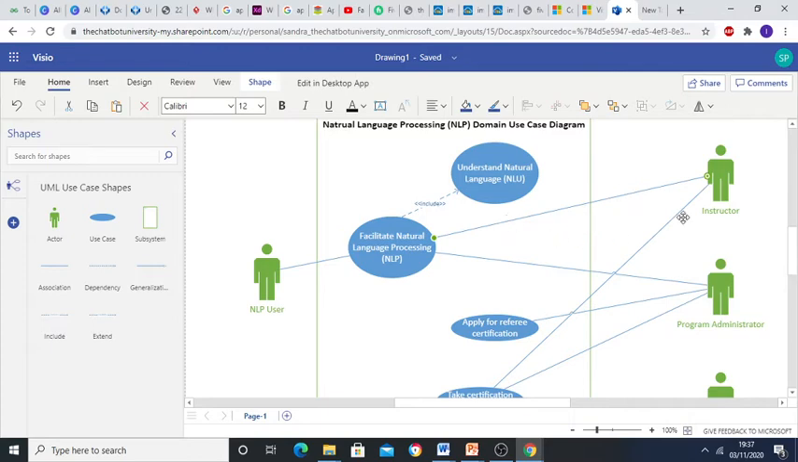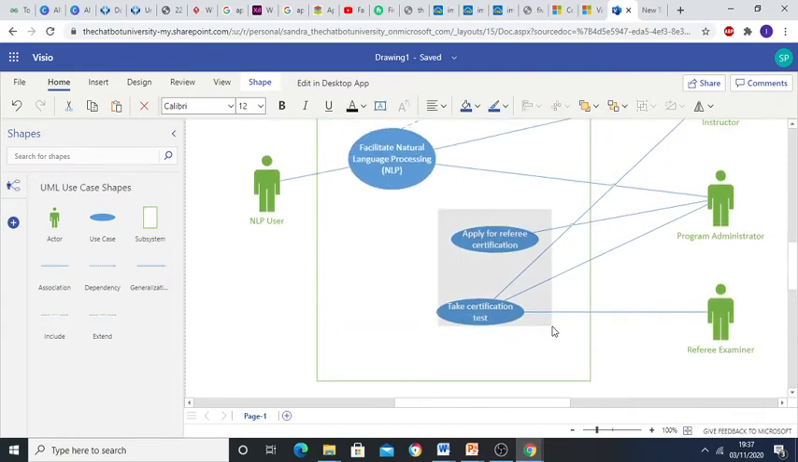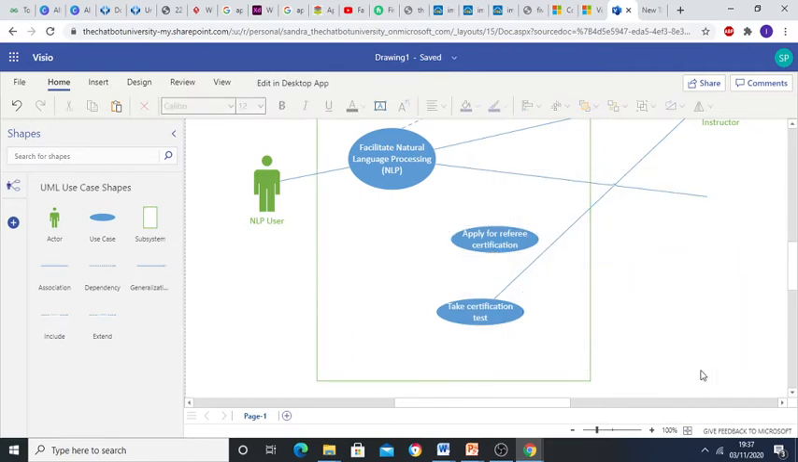Another thing to do is to just make this more complete. I'm going to make this more complete. I'm going to delete a few things here.